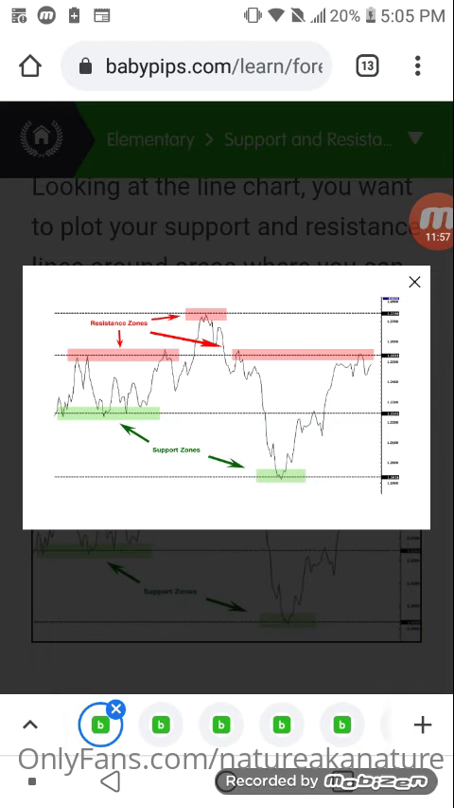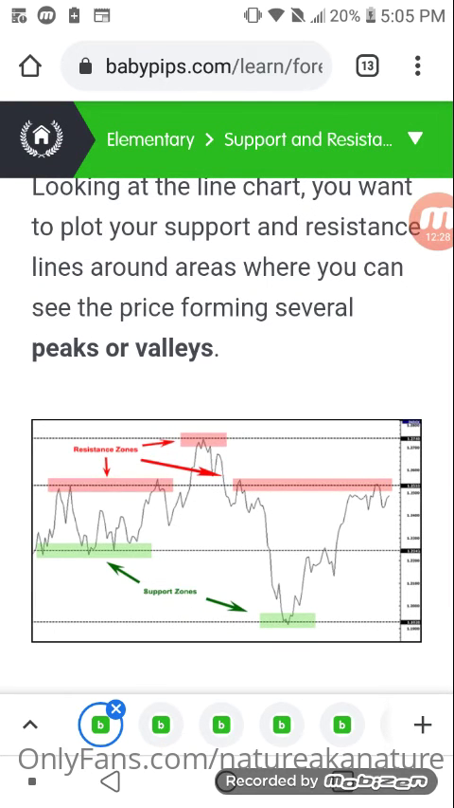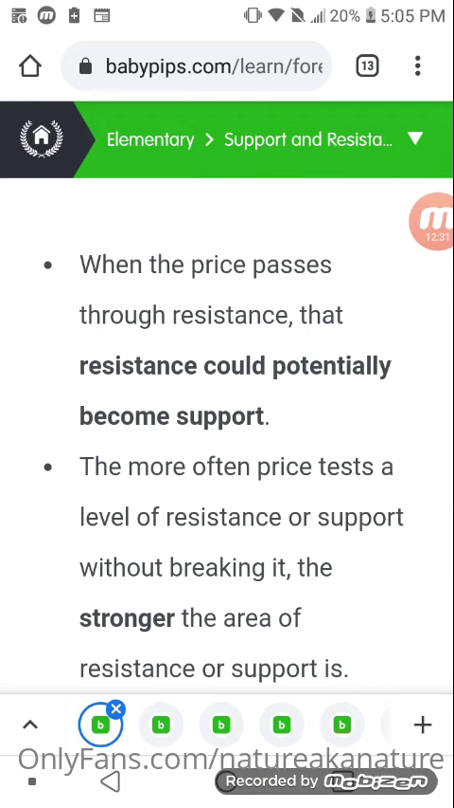in this example, I don't want to really go too hard, but once price passes through a resistance zone, that resistance zone is now support. And that support zone, once price passes through that, that support becomes resistance. Okay, and that support that was support before is now known as resistance. So I don't want to confuse you with that, but that's how it works. That's why it just says when price passes through resistance, that resistance could potentially become support.